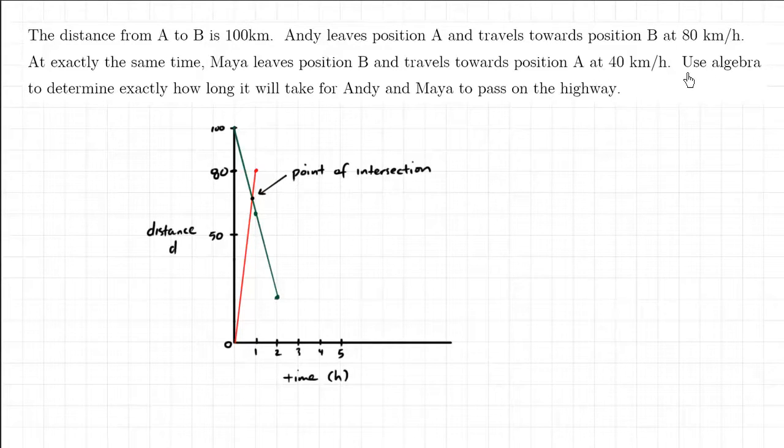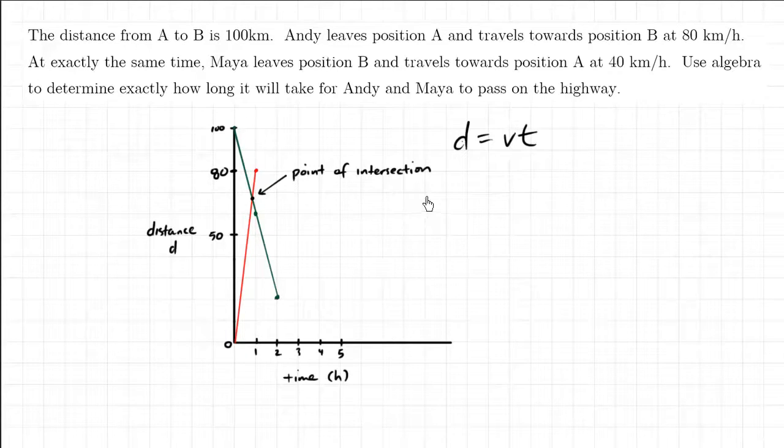Now the question says use algebra to determine exactly how long it will take for Andy and Maya to pass on the highway. So it's nice to estimate by drawing a picture, and it's nice to see exactly what kind of lines we're dealing with. However, using algebra, we know that the equation distance equals velocity times time is the key, where d is our y value, t is our x value, and v is the slope.